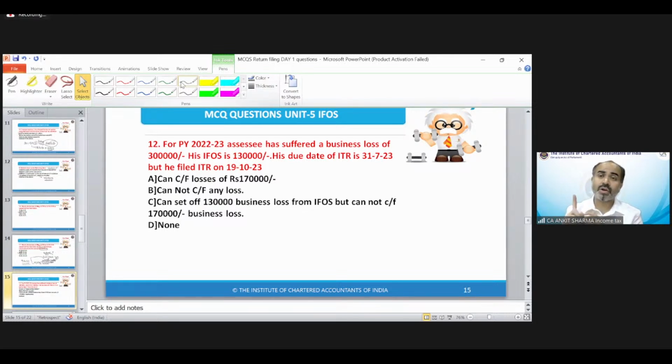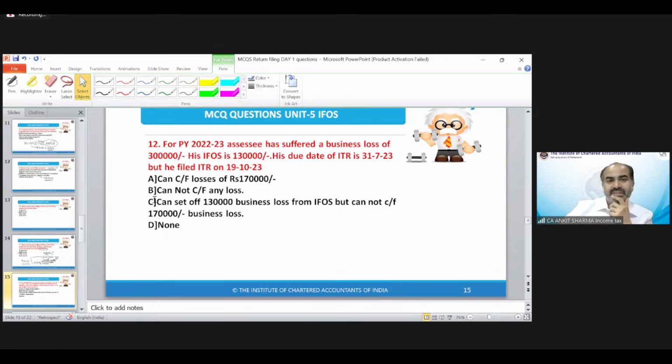You cannot carry forward your losses if you did not file your return up to the due date, if that is losses other than income from house property and unabsorbed depreciation. So according to this provision, which option is correct in your opinion? Pooja is saying C, Bhumika is saying B, Komal Preet is saying C.